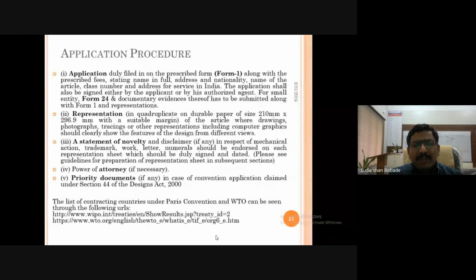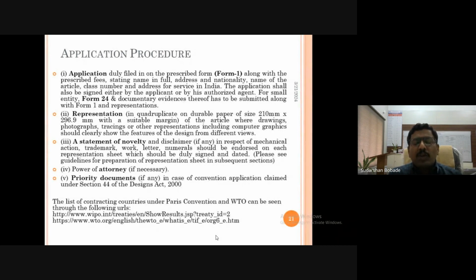Representation sheet, my dear friend, this is the heart of this particular application. As form number 2 in a process patent, the representation sheet in a design patent is much important. As many different views as possible we have to share with them for speedy examination and positive results.